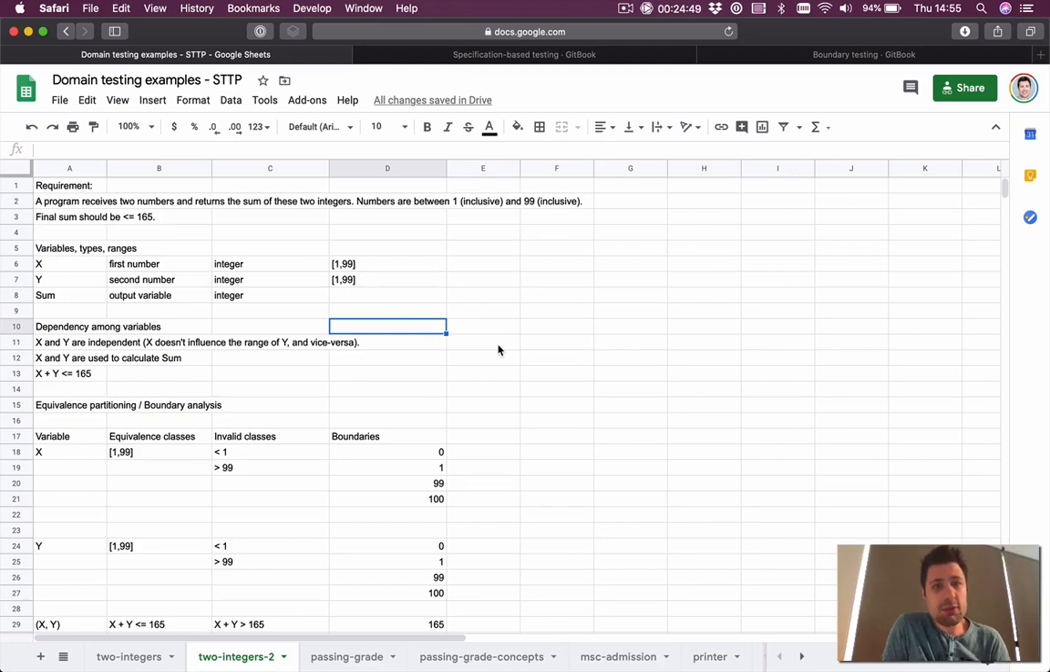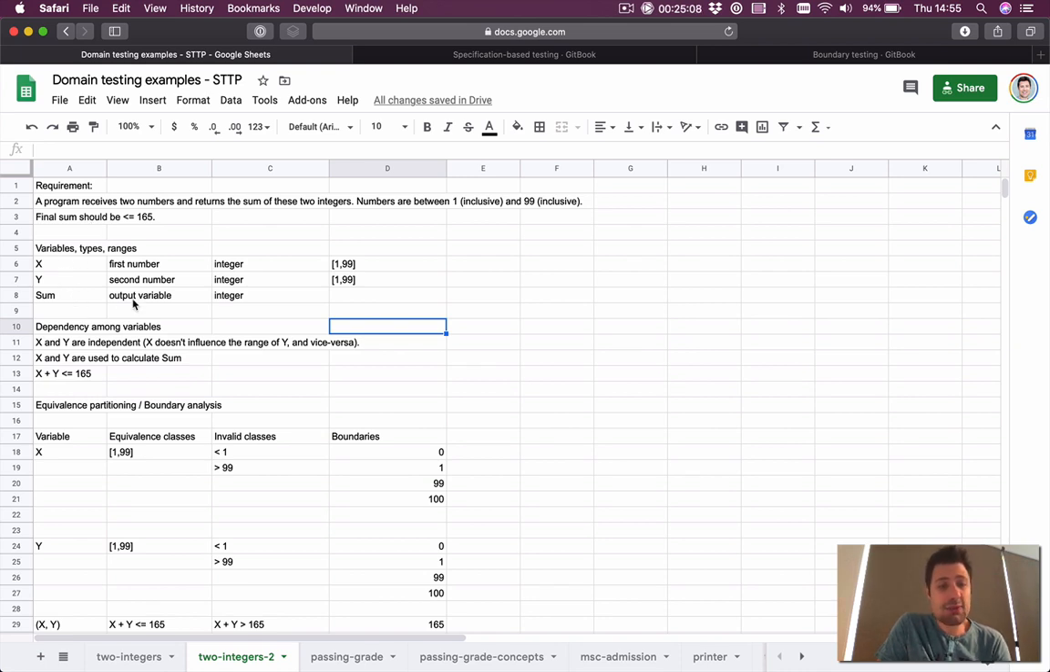Following up on the previous exercise, let's suppose we have the same program, but now one more restriction. The final sum should be smaller than or equal to 165. How would this change the way I did the analysis? So let's just see. First, I would do the same variables, types, and ranges analysis, so x and y.